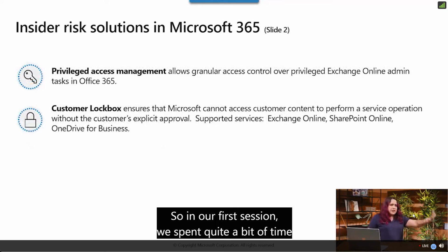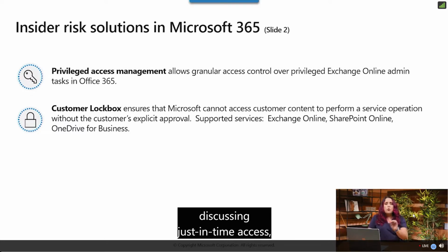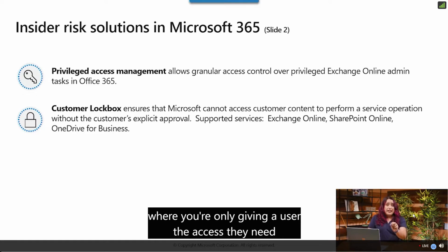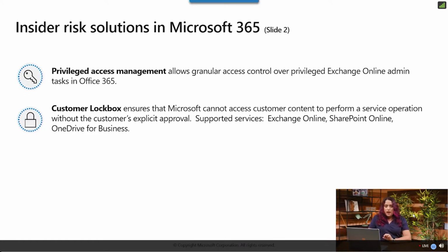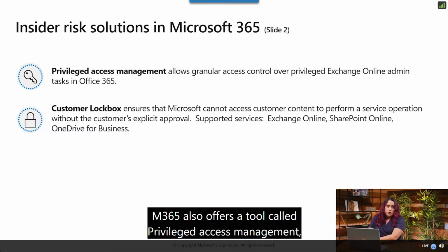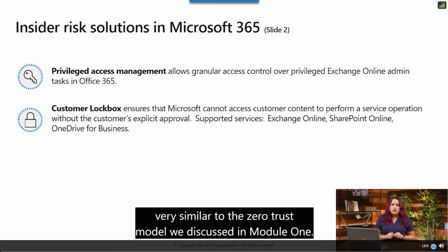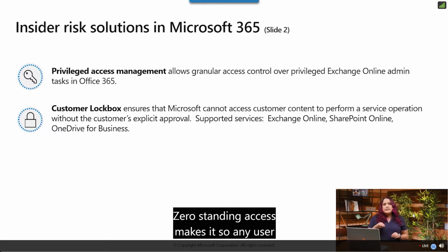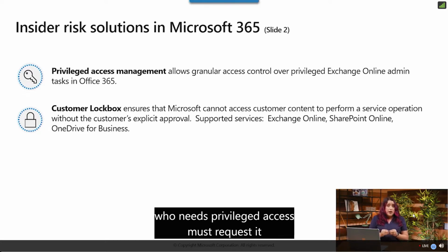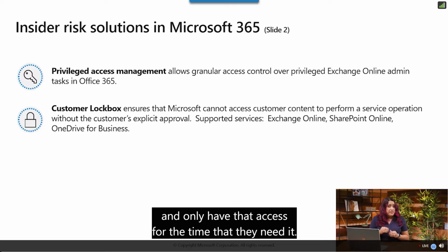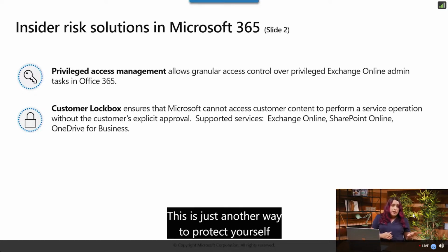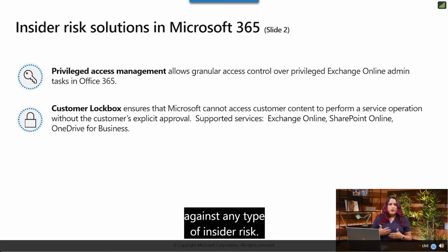So, in our first session, we spent quite a bit of time discussing just-in-time access, where you're only giving a user the access they need for a very specific amount of time. M365 also offers a tool called Privileged Access Management, and this is where you operate under a zero standing access, very similar to the zero trust model we discussed in Module 1. Zero standing access makes it so any user who needs privileged access must request it and only have that access for the time that they need it. This is just another way to protect yourself against any type of insider risk.